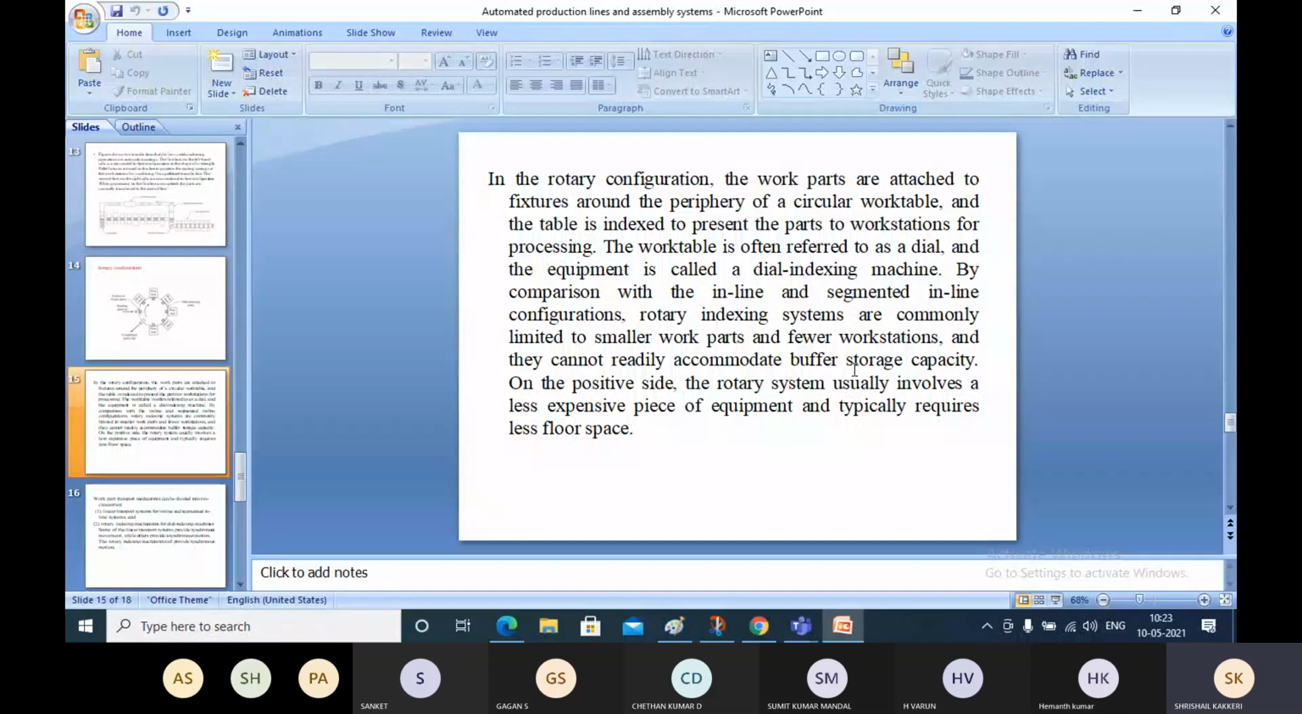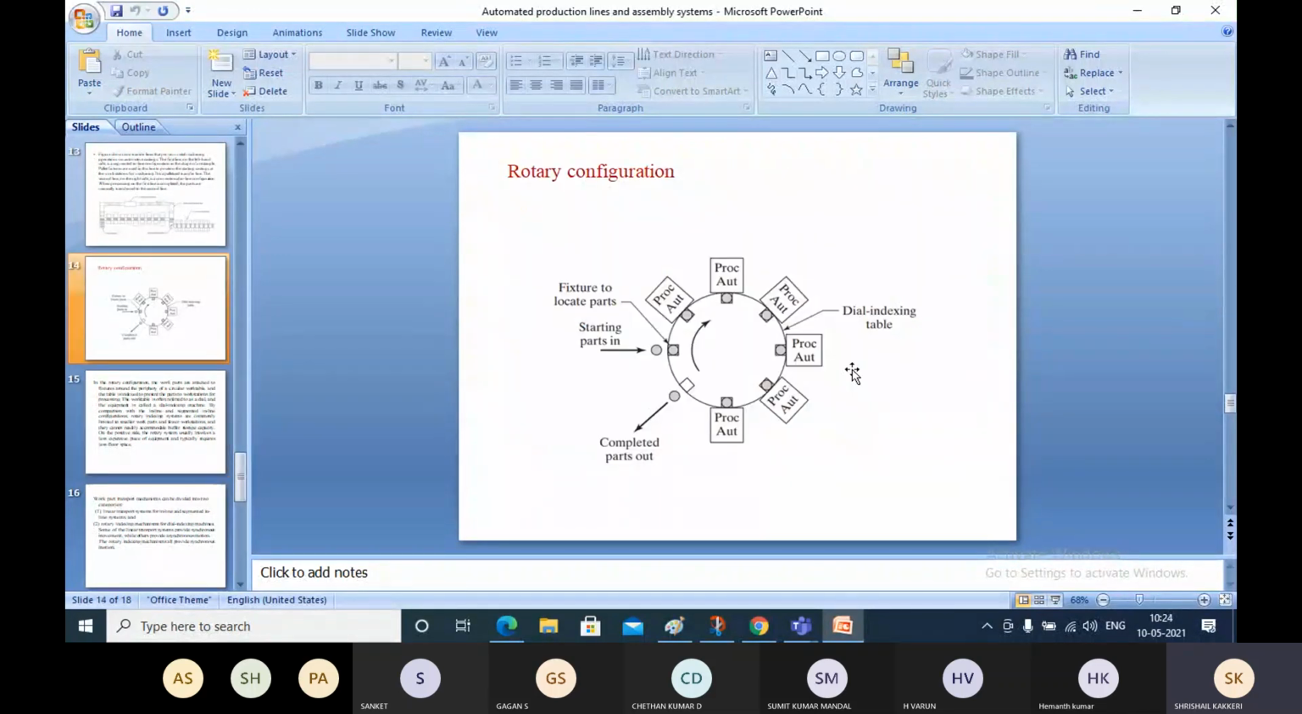It is a very important thing. In the inline or some other cases, it is possible to accommodate a buffer storage unit. But in this case, since the space is very limited, the buffer storage unit may not be possible to accommodate. On the positive side, rotary systems usually involve a less expensive price of equipment and typically require less floor space. So you can explain it this way.